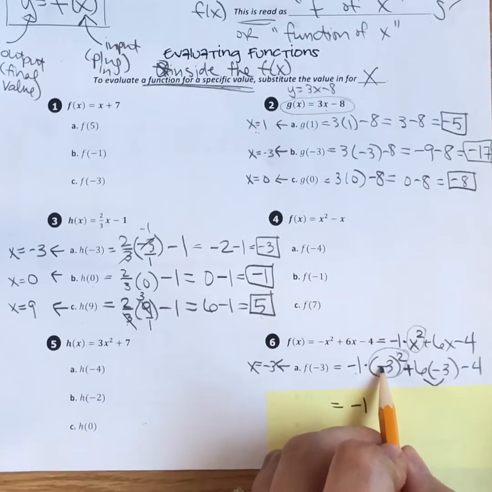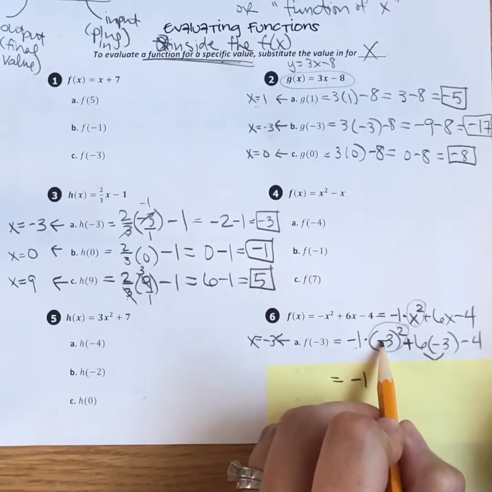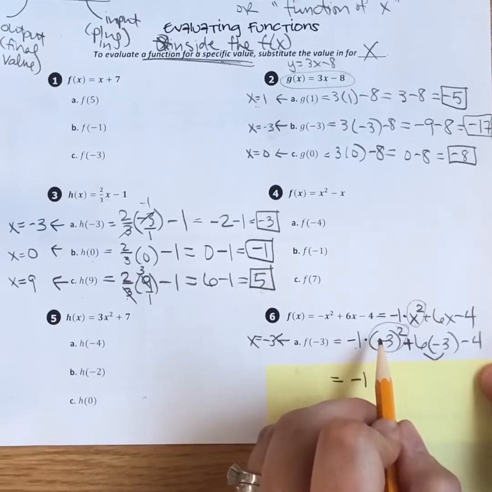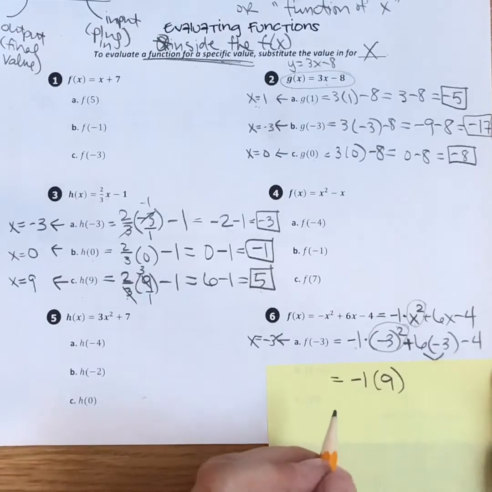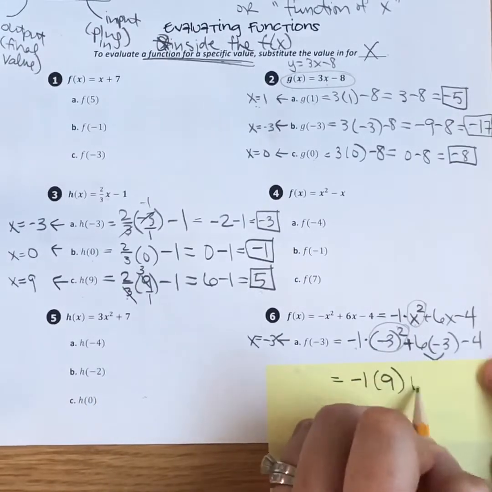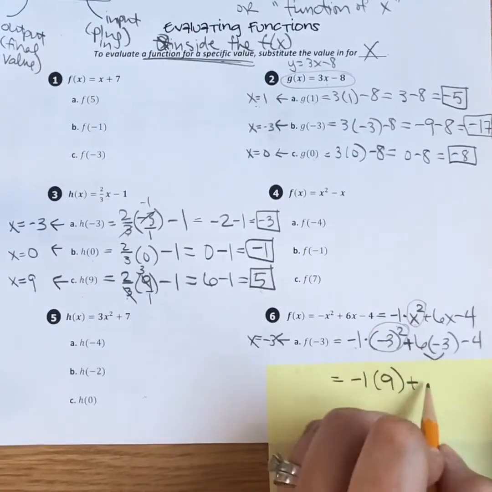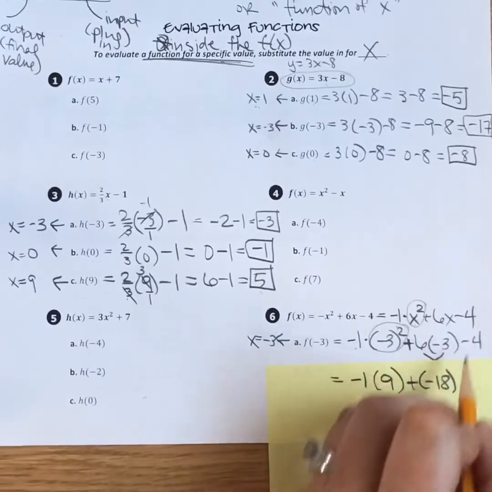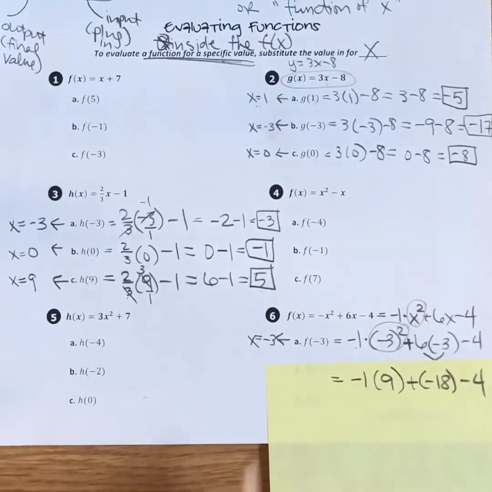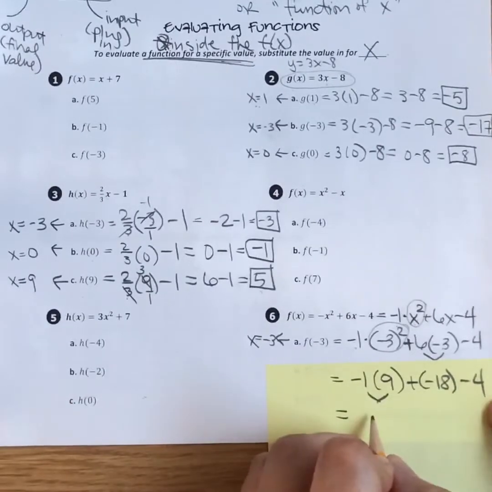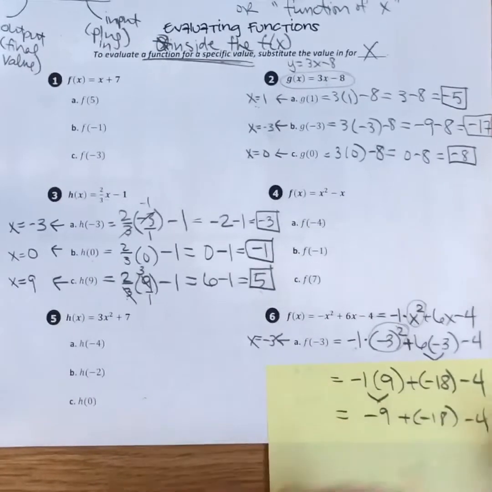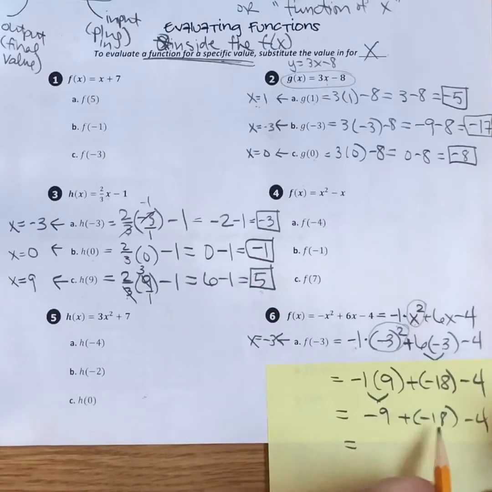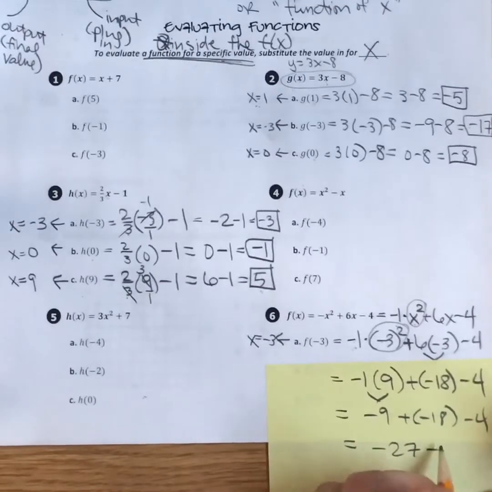And then -3 squared. This is also a mistake I saw a lot of in Unit 1. Remember, this is -3 times -3, which becomes a positive 9, because a negative times a negative is positive. And then plus, well, 6 times -3 is -18, and then we copy the minus 4. Now we can do the multiplication. So we get -9 plus -18 minus 4. Well, -9 minus 18 is -27, minus 4.